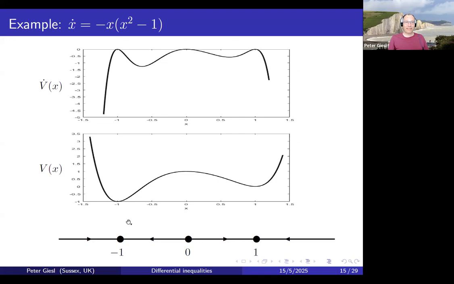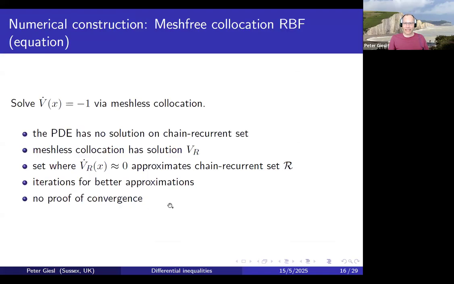So it would be good to do that. I've been working on these numerical construction methods for some time, and you will see in a minute how solving differential equalities or inequalities comes back in. So we want to find a function where V dot is negative or 0, ideally negative.